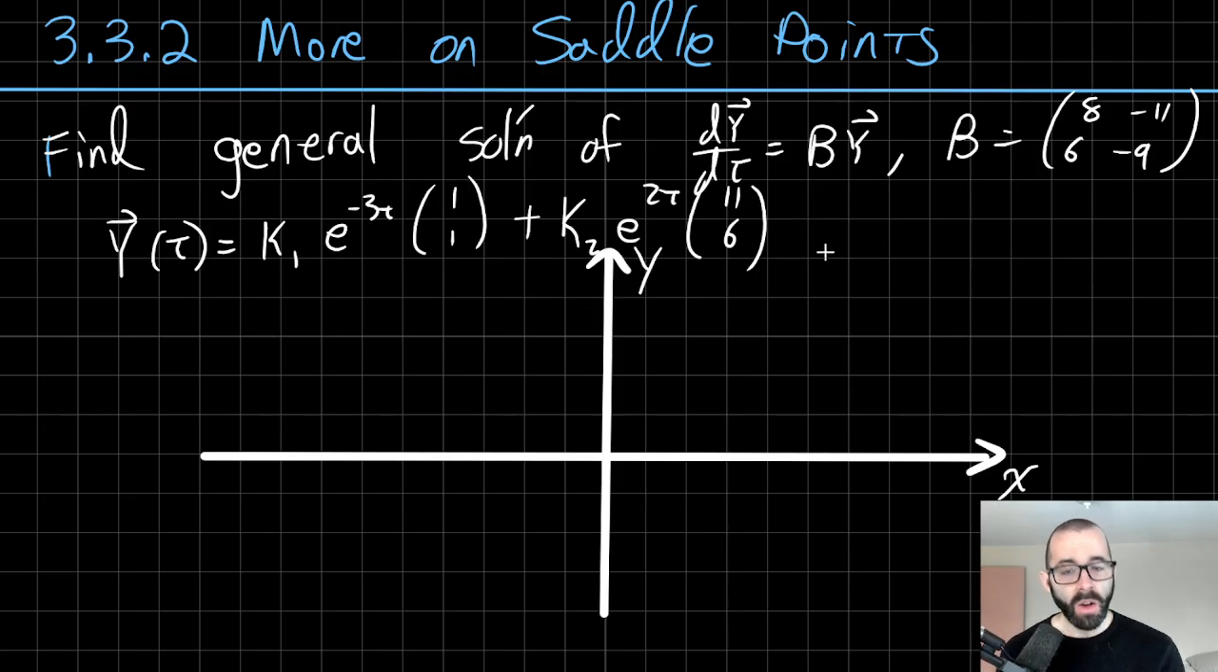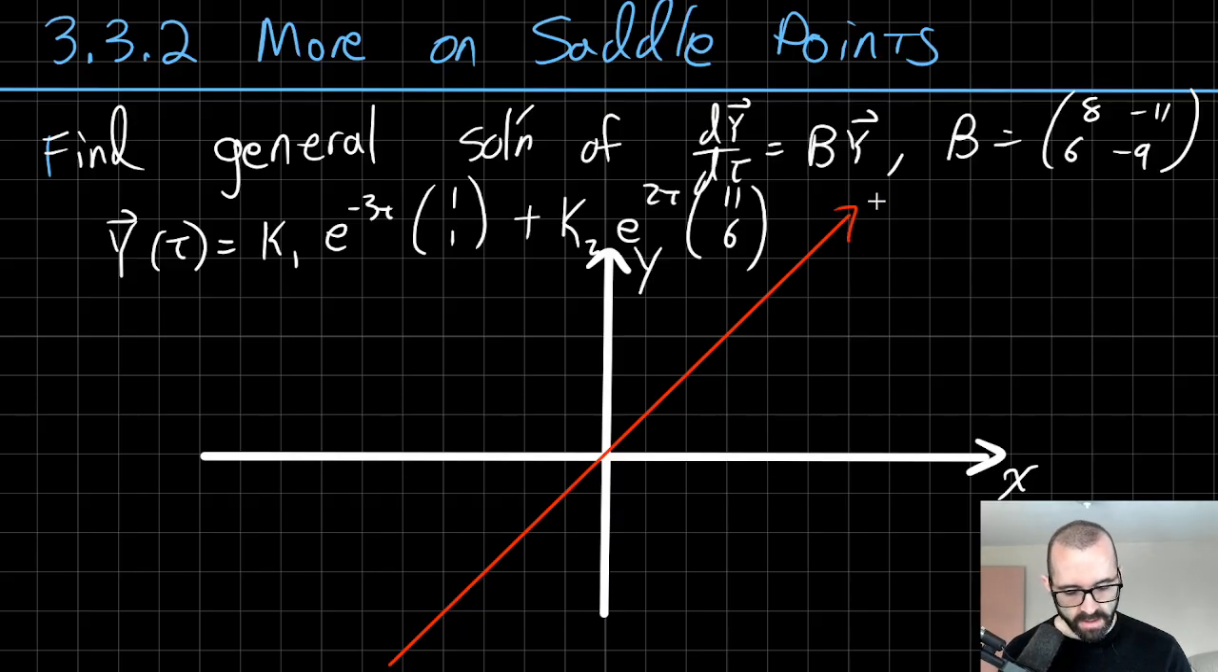But anyway, we know that there's a straight line solution in the direction of 1, 1. So a straight line solution across this diagonal line. Right? This is a straight line solution. This is the line y equals x. And specifically, lambda is negative there. So we know that any solution on this line is going towards our equilibrium solution at 0, 0.